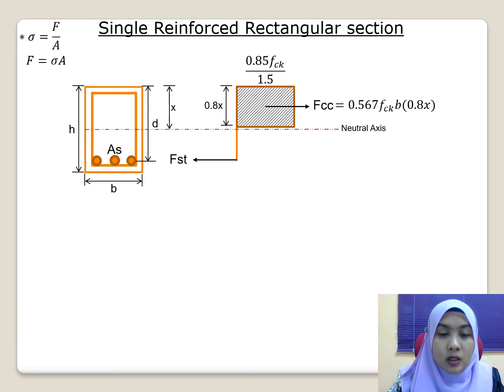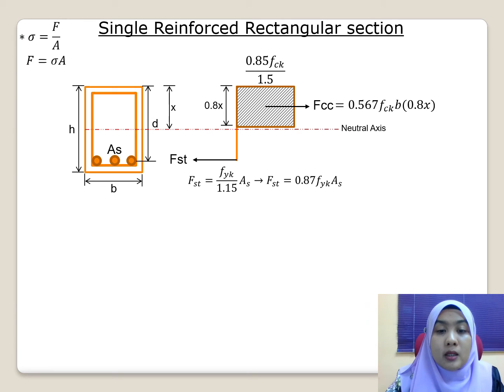Okay, so how about the force in steel in tension? For steel, we need to consider the strength of the steel, which is fyk divided by the factor of safety of the steel, 1.15, times the area of steel. Since here we have three bars, it represents the total area of steel, so you need to calculate the total area. So you get your FST value equals 0.87 fyk As.